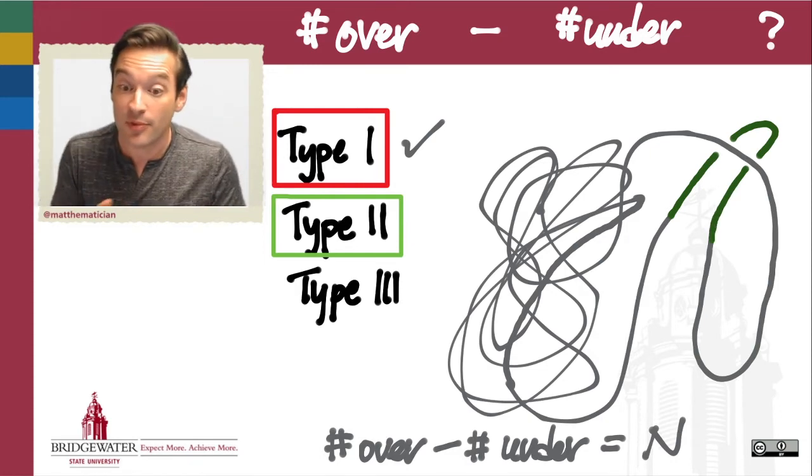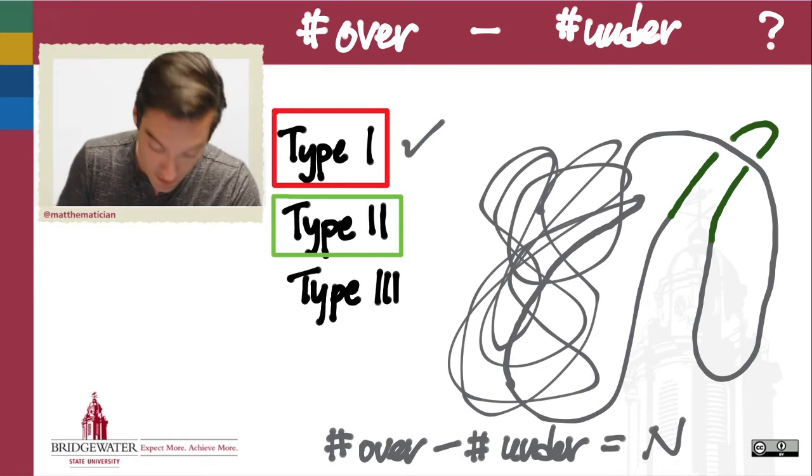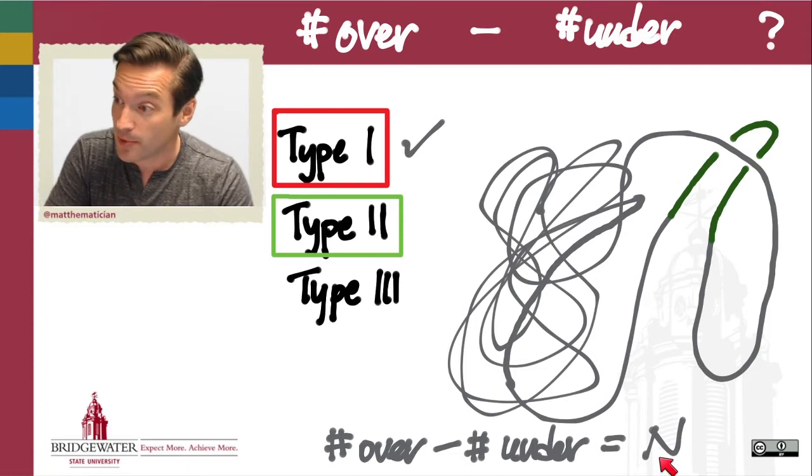So I've just done a type 2 Reidemeister move to this diagram. What can I say about the total number of overs minus unders? In this part of the diagram, we have a bunch of overs and a bunch of unders. The difference between them is n.